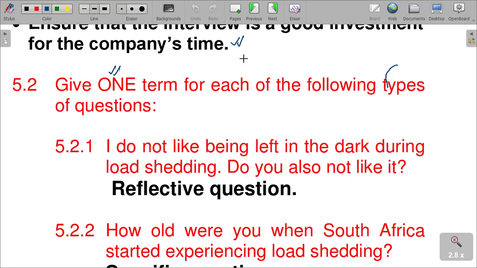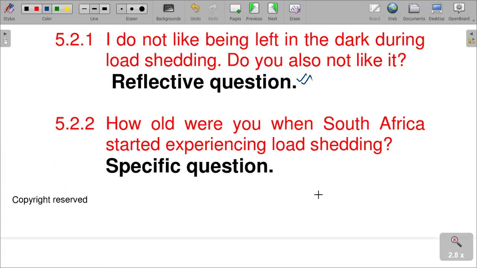Types of questions. We are saying, I do not like being left in the dark during load shedding. Do you also like it? This is a reflective question. You need to look into the different types of questions that you will see. I don't like being left in the dark during load shedding. Do you also like it? This is a reflective question where a person is giving his opinion on the situation.